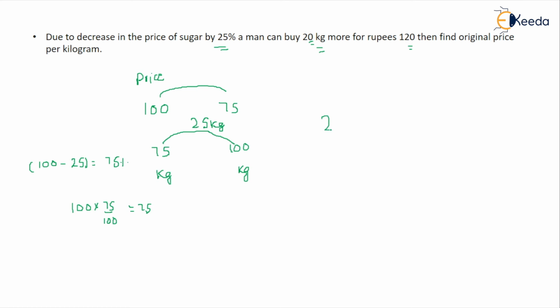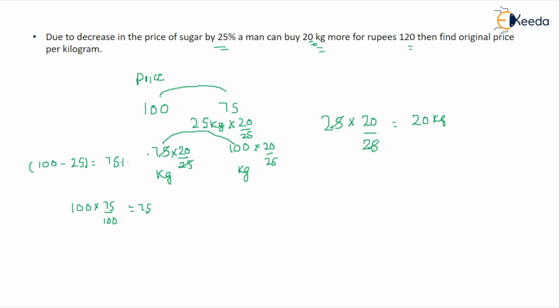So in order to make 25 kg into 20 kg, what do you have to multiply? You have to multiply it by 20 by 25. So this 25 gets cut and it becomes 20 kg, right? Here the change is of 25 kg. To make this change 25 kg into 20 kg, because in the question they said the change is of 20 kg, because of that you are able to buy 20 kg more. So you have to multiply all of them by 20 by 25.